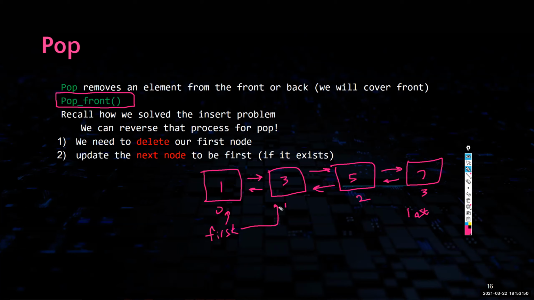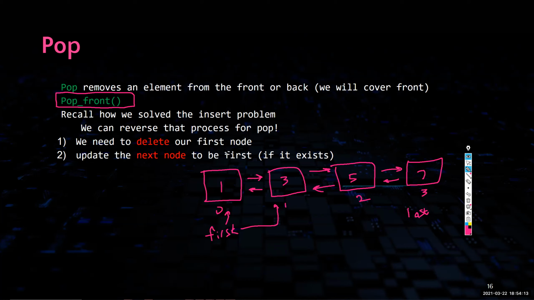So there are 2 steps for this. We first want to delete our first node. We then want to update our next node to be the first, and again, if that node exists, we want to do that. So if our list is of size 1, we just want to delete our node, and then we're done. So the easiest case is, our list is of size 1 and we pop front. All we do is delete our node and we're done.